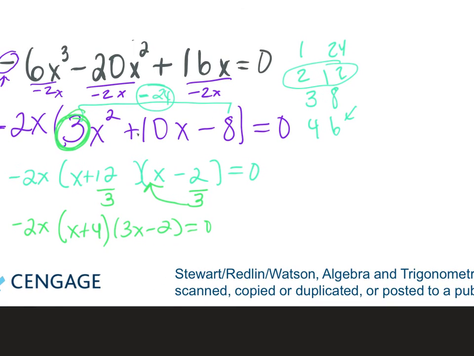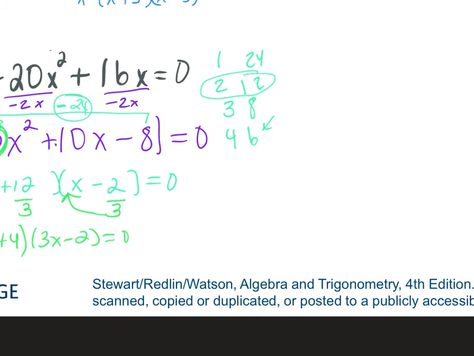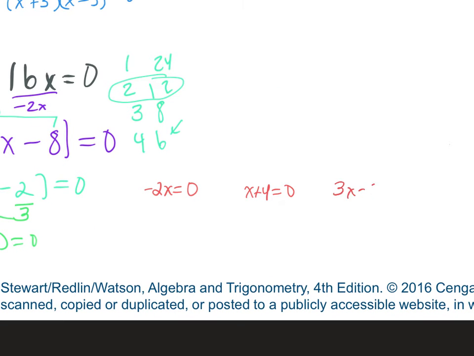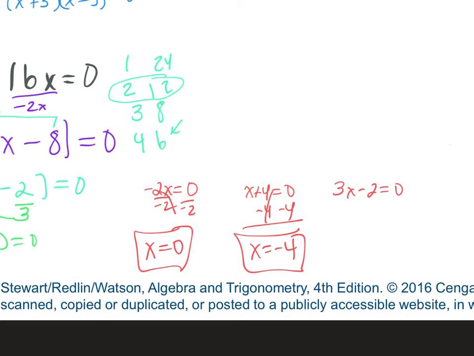So what do I do with each of these pieces in order to get what my x values are? I set them all equal to 0. Negative 2x equals 0, x plus 4 equals 0, and 3x minus 2 equals 0. So divide both sides here by negative 2, I get x equals 0. Minus 4 from both sides, I get x equals negative 4. Add 2 to both sides, 3x equals 2. Divide both sides by 3, and x equals 2/3.